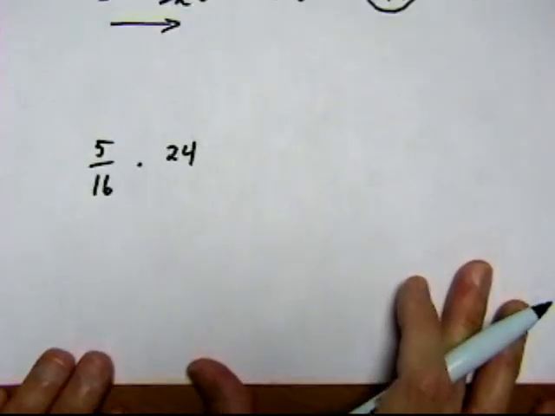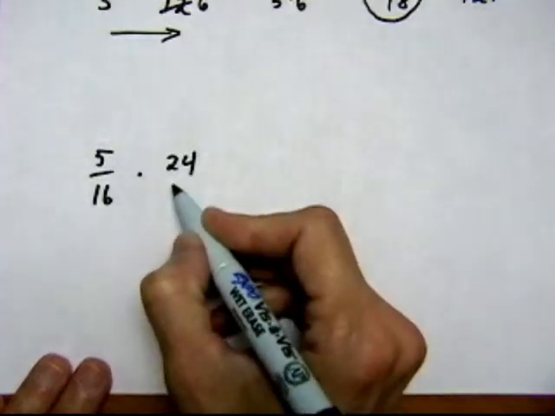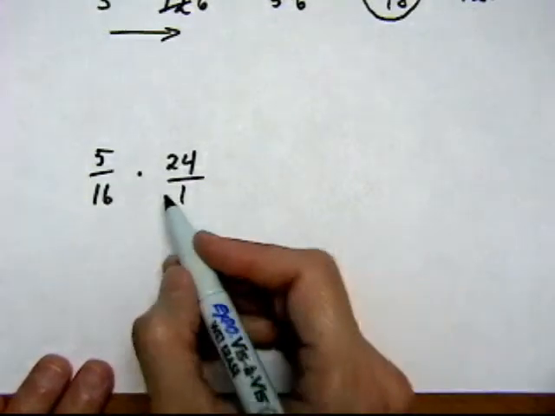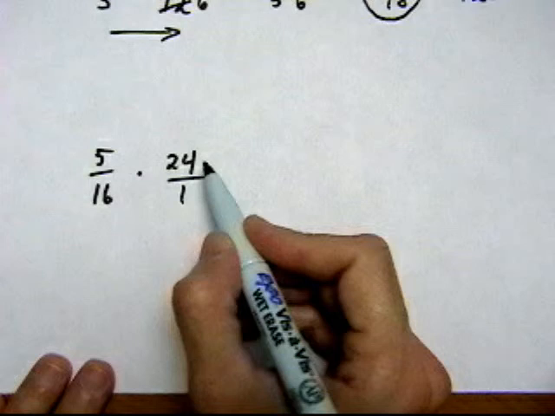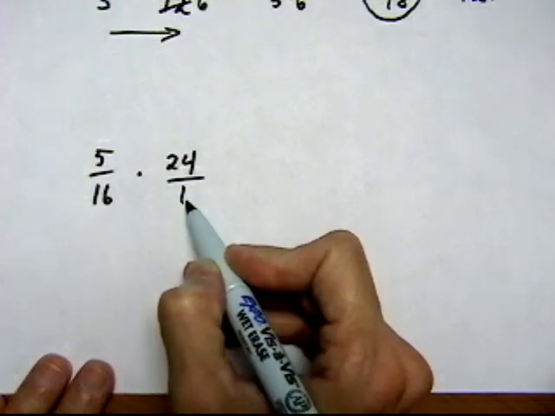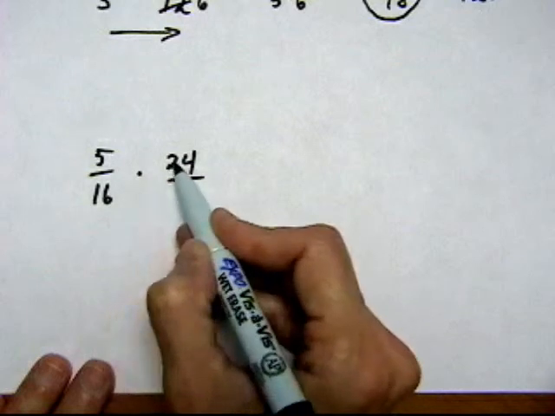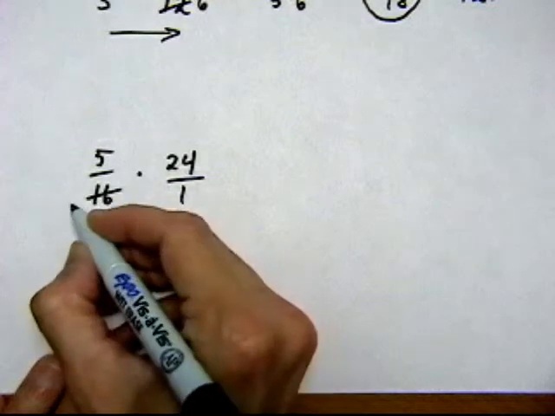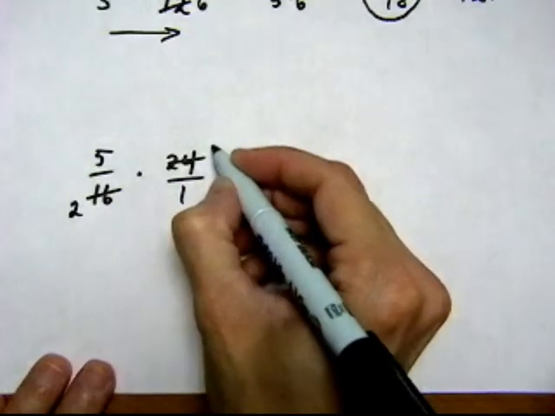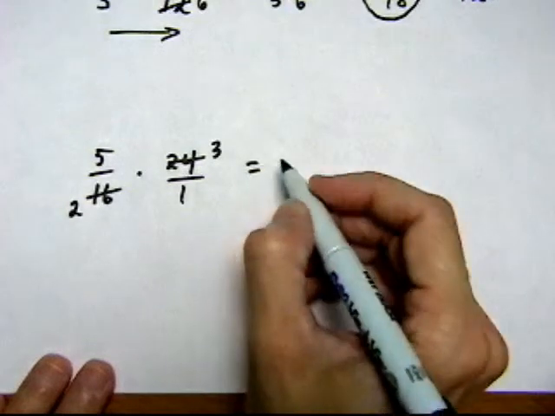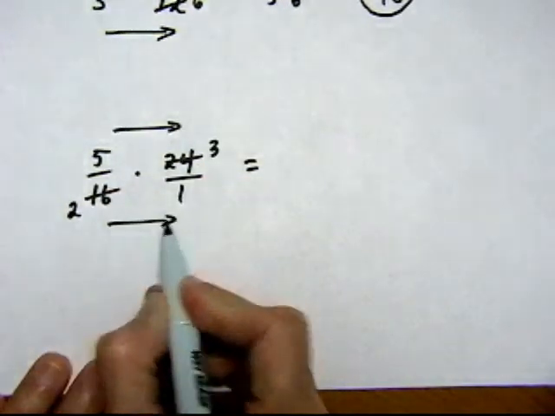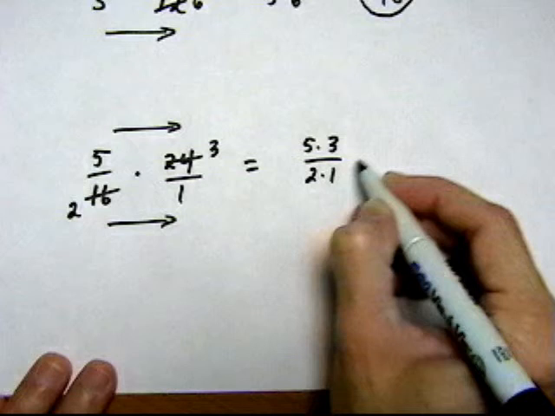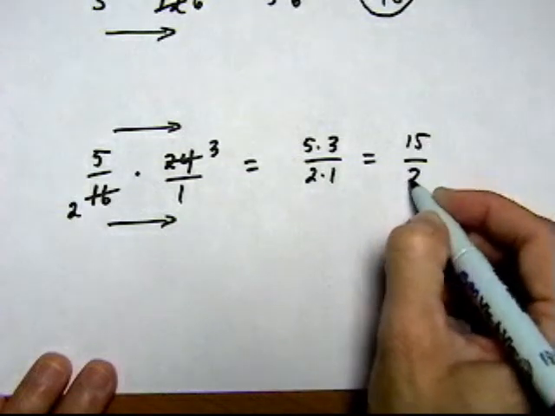And the last one we have 5/16 times 24. Let's make the integer look like a fraction by putting it over 1. And that makes it just a little bit more clear what's the numerator. So the numerator is 24, denominator is 1. And now we can see that there's a common factor of 8 from top to bottom, from 16 and 24. Dividing by 8, we get 2 on the bottom. And divide by 8 again, we get 3 on top. And now we can multiply across. And again, we don't care if the denominators are different or not. We get 5 times 3 over 2 times 1, or 15 over 2.